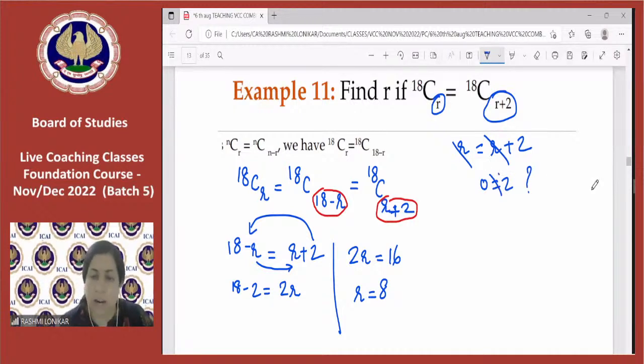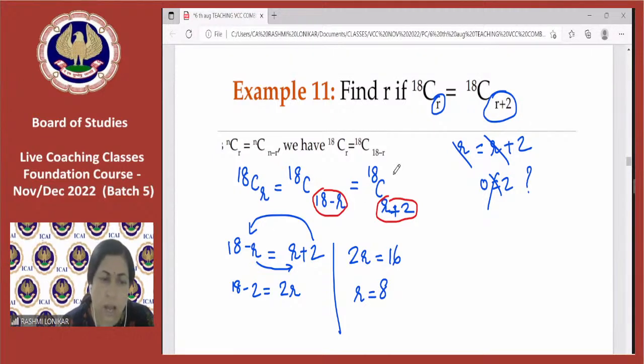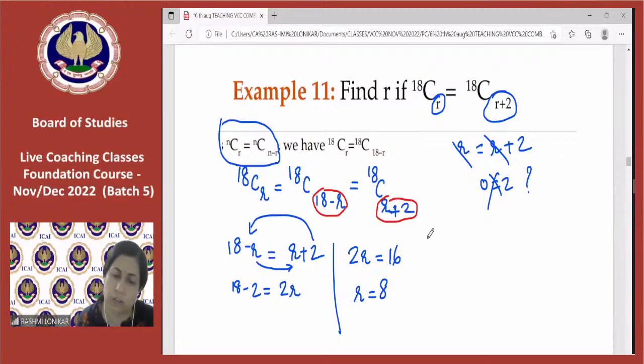No. We can't do that over here because a combination is unique. So in combination, I have to use this property to be able to find it. So nCr is equal to nC(n minus r). After that I have equated and I have found the value of R as equal to 8. Is that clear?